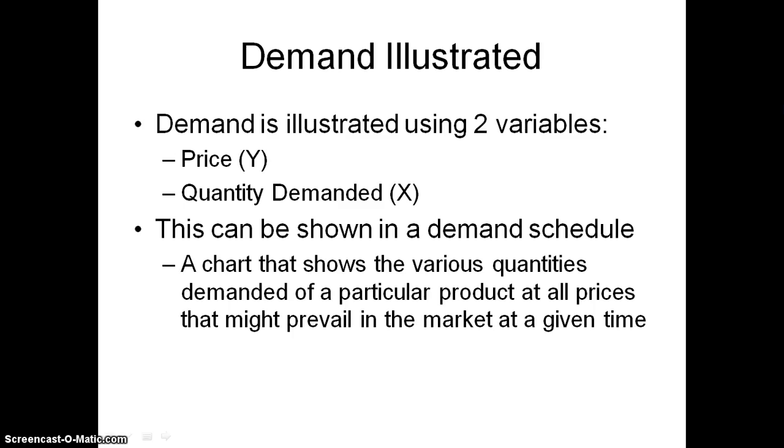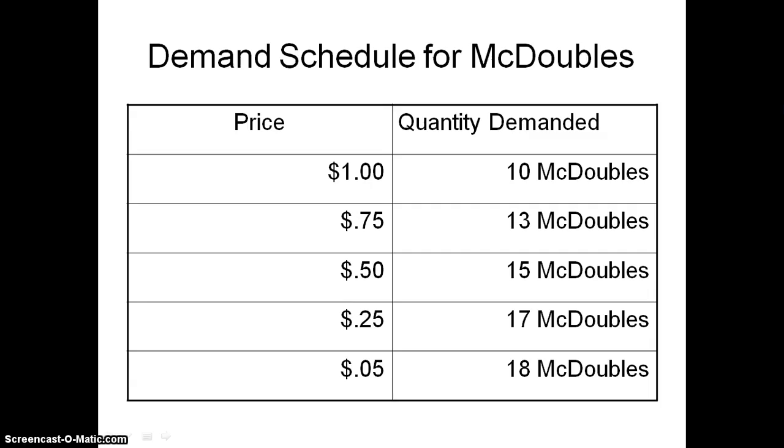Demand is illustrated using two variables. The price is found on the y-axis, and the quantity demanded is found on the x-axis. This can be shown in a demand schedule as well. This is a chart or table that shows the various quantities demanded of a particular product at all given prices that might prevail at the market at any given time. Every one of us has a demand schedule in our head for any product that we may buy. We may not think of it this way, but we actually do.